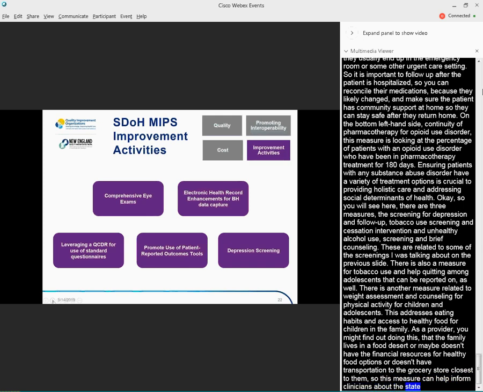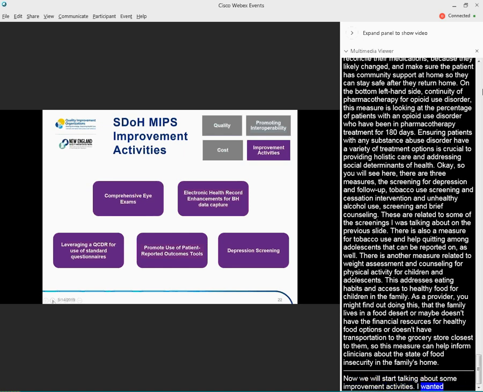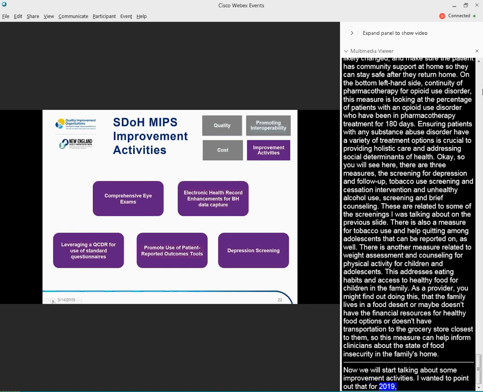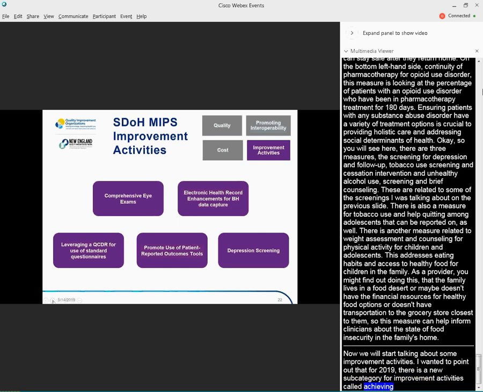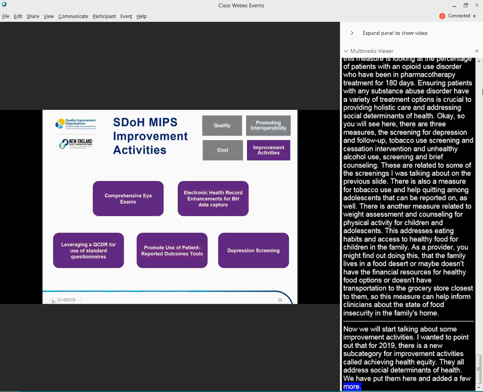So now that we're going to start talking about some improvement activities, I wanted to point out that for Performance Year 2019, CMS created a new subcategory for improvement activities called Achieving Health Equity, and they all address social determinants of health. So we put them all here. We've also added a few more. So the first one you'll see here is comprehensive eye exams. And you might look at this improvement activity and think to yourself, how does this end up on this list?